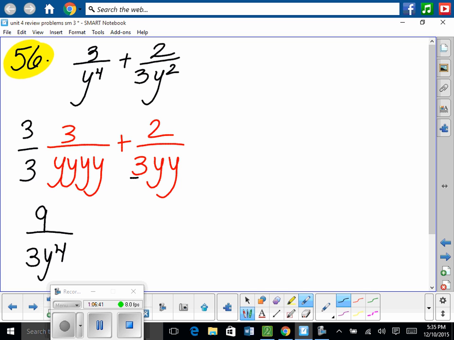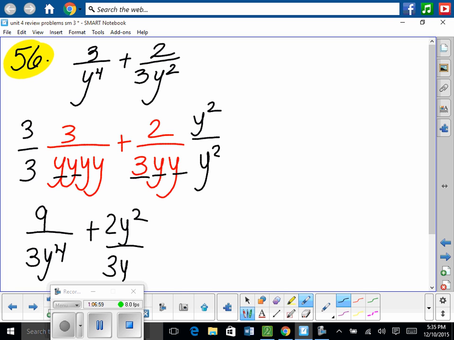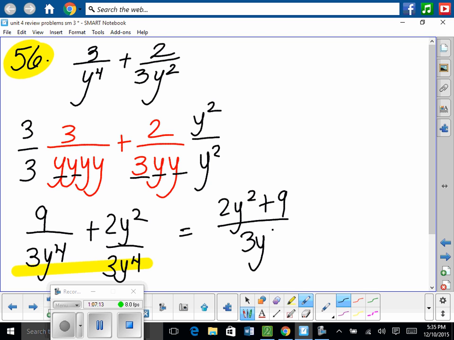Now with this one, it has a 3 and 2 y's. We need 2 more y's to make it 3y to the 4th. And so I'm going to multiply by a y squared to top and bottom. So I have plus 2y squared over 3y to the 4th. Now check, make sure your bottoms are the same. Now because we have a common denominator, we can go ahead and combine that into one fraction. So we have 2y squared plus 9, and it's all over 3y to the 4th.